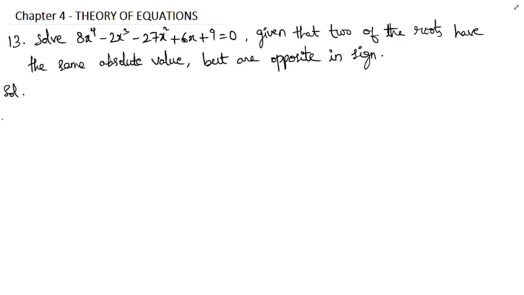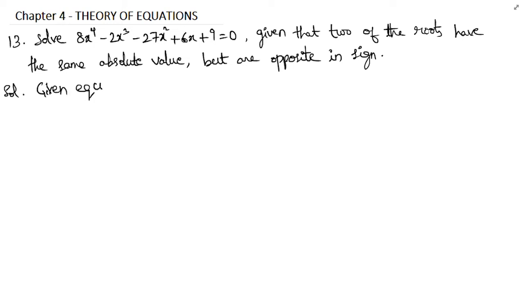Solve the given equation, and given that two of the roots have the same absolute value but are opposite in sign. Okay, so the roots have the same value but they have opposite signs. That's it. Okay, so the solution for this.